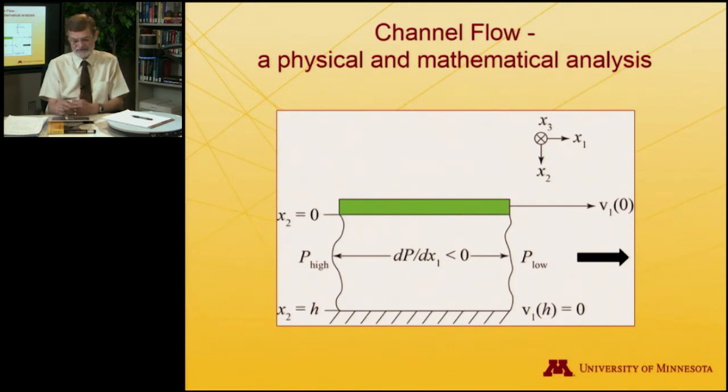We want to find an expression that describes the velocity as a function of this variable x2. We want to know the velocity of the fluid flowing in the one direction, but as a function of vertical position in the channel. So that's kind of the prescription of what we want to do. This is the setup that shows the conditions that we're going to work with.